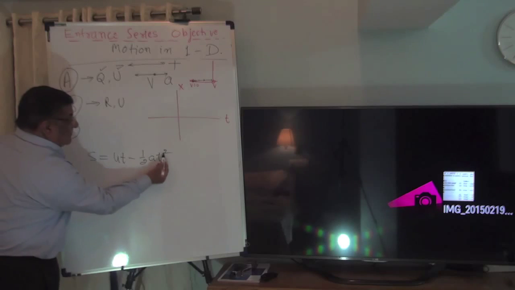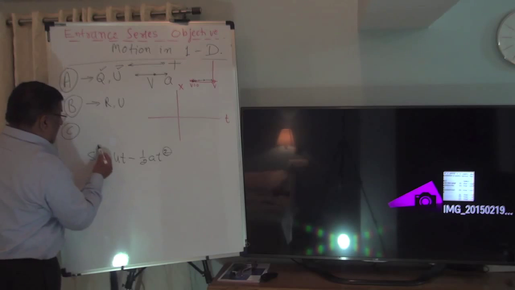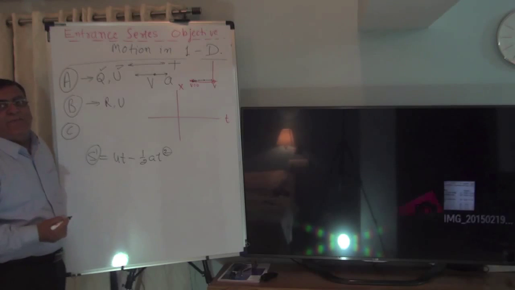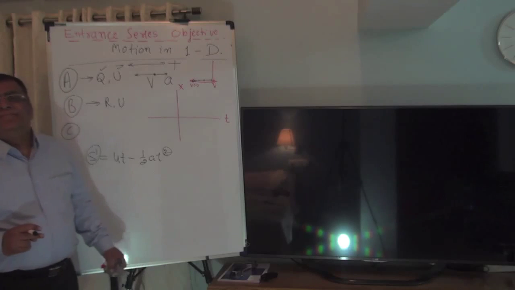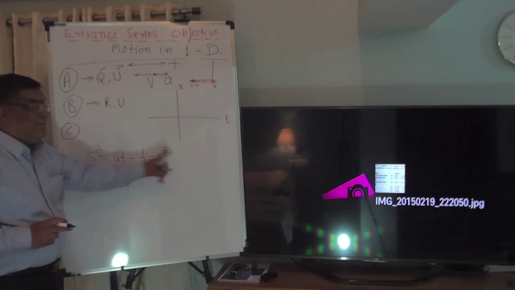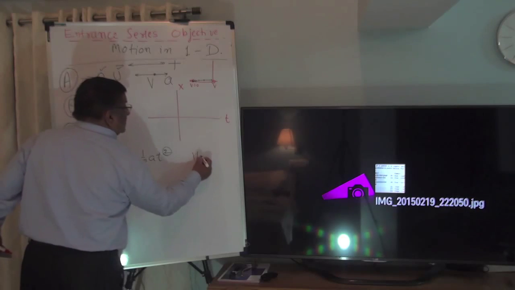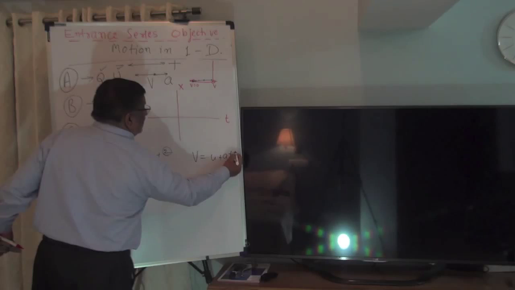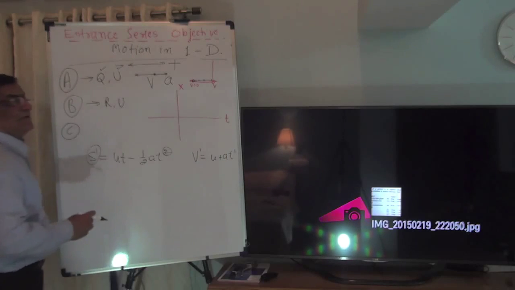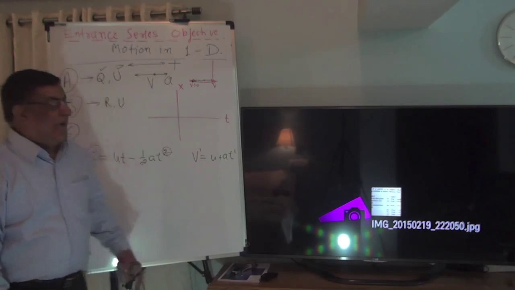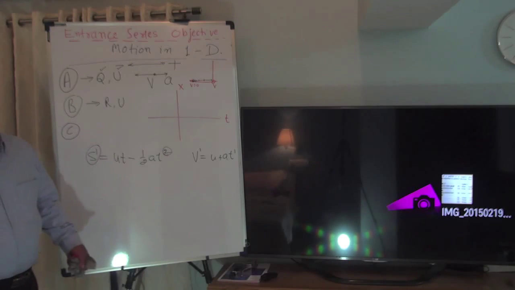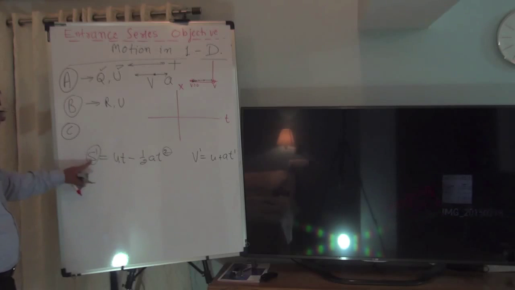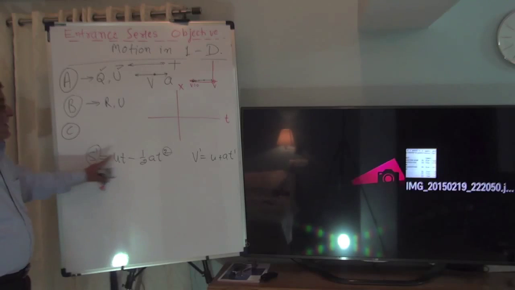See, here t has power 2, s has power 1. So what will be the shape of the graph? The answer is, the shape of the graph will be a parabola. If it is 1 and 1, like v is equal to u plus at, t is 1, v is 1, and the slope is constant, it is a straight line. But if it is 1 and this is 2, then it is a parabola. For every 1 second, the change of displacement will be different. For the second, it will be different.